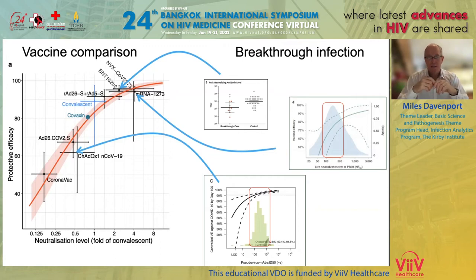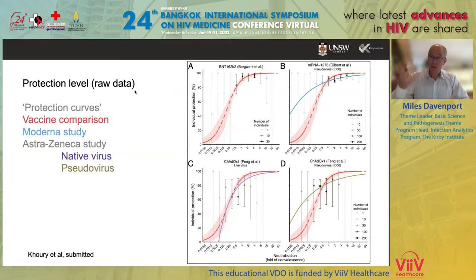So with the phase 3 trials, as long as the mean neutralization titer in the phase 3 trials is the same as in the phase 2 trials we analyzed in the different assays, then we just normalize those means to be able to compare between the assays. And we can do that for each of the vaccines: Bergwerk for the Pfizer, Feng for the AstraZeneca, and Gilbert for the Moderna. And then we can plot all of that data.